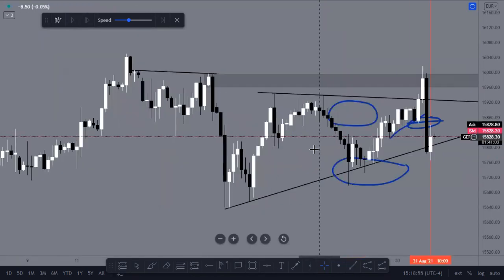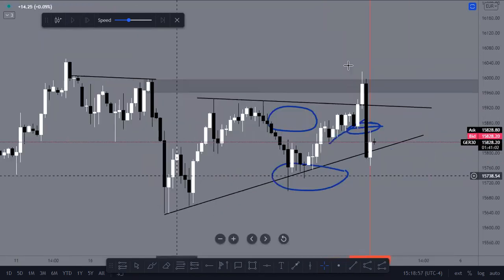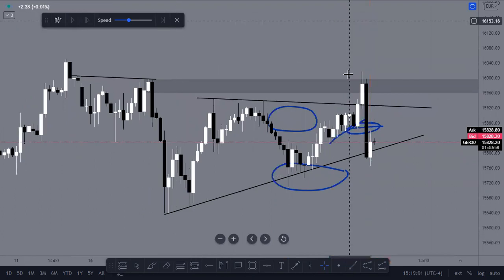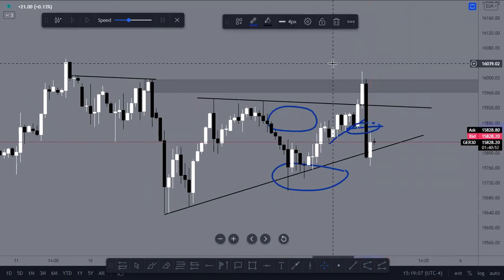So the market is currently here. It's currently here on this zone, right?